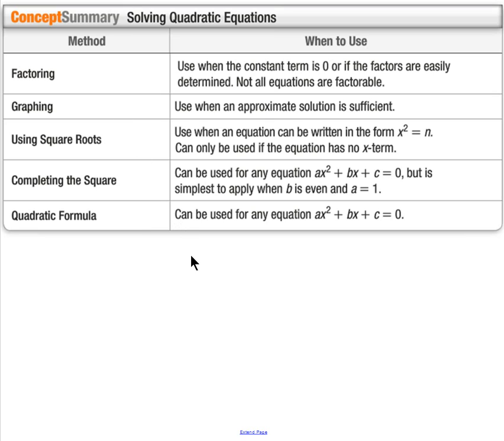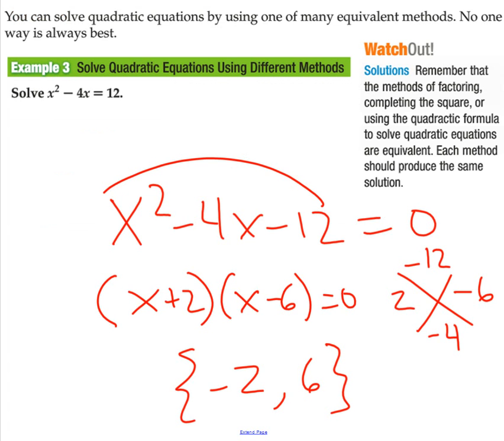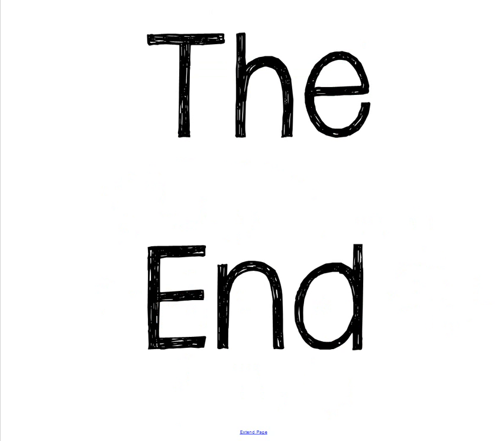So again, these are all of the methods we've learned, and hopefully when I say to you, solve algebraically, you'll use one of these 4 things. Now, if I say solve algebraically, you can't solve by graphing. If I say solve by graphing, then you can't use any of these. Okay? All right. So hopefully you feel confident in all of these 5 methods, and that concludes this lesson.